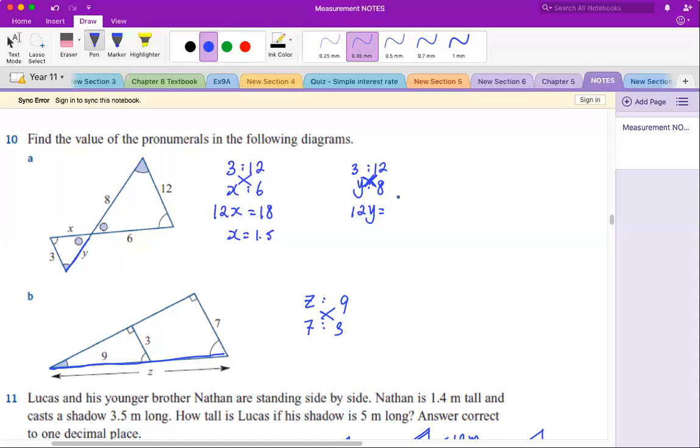Are you looking at your own work here, or are you looking at a book? Yeah, I know. So you do cross multiply. It's 3 times 8, so 24.